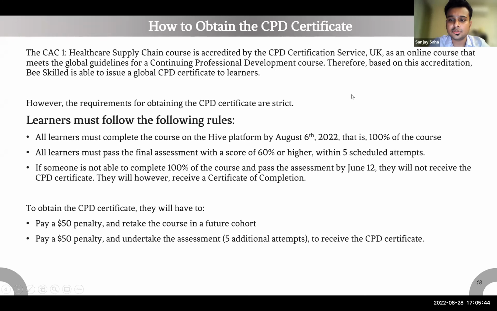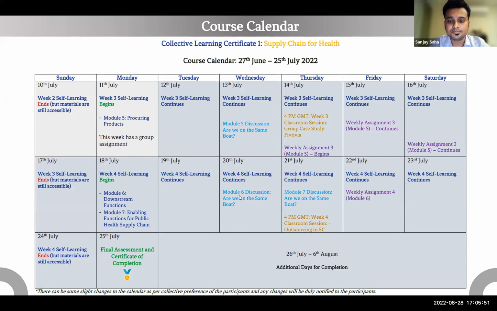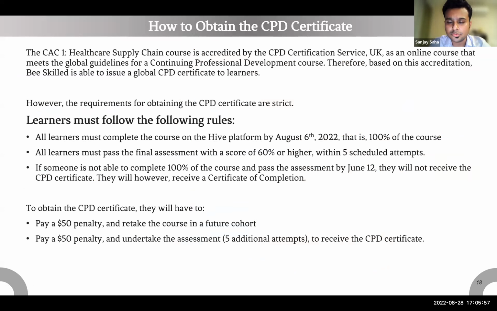The date here, unfortunately, is wrong. The date until which you have to do this is 6th of August. So by 6th of August, if you complete this course 100% with a 60% score in the final assessment, you will receive the CPD certificate. In case someone has completed the course and has not been able to achieve the final assessment score, they can retake this course in a future cohort, or they can also undertake the assessment again by paying a penalty. If someone has not completed the course 100%, they will not be able to access the assessment, and hence the certificate will not be issued.